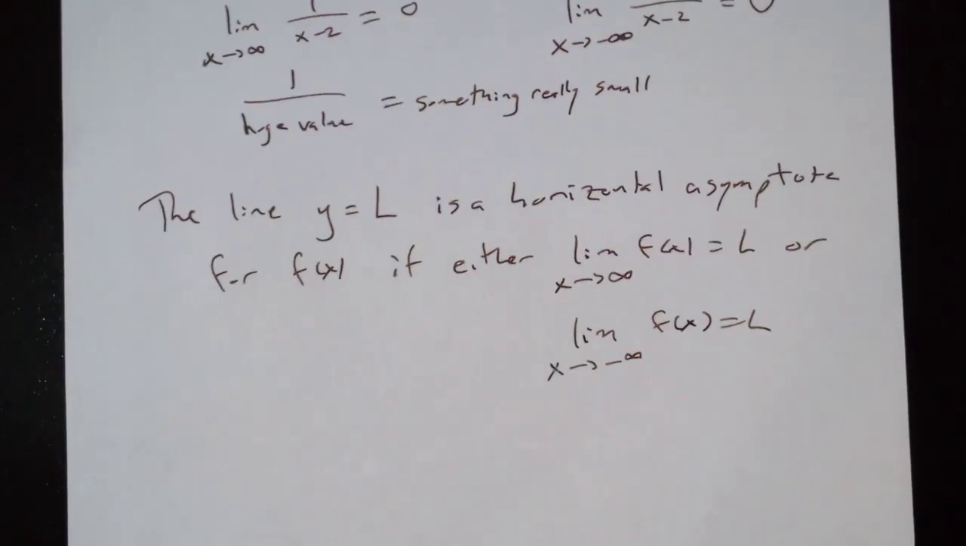A horizontal asymptote for the graph of f of x is a line y equals L, where either the limit as we go off to the right, x goes to positive infinity, of f of x is that number, or the limit as we go to the left, to negative infinity, of f of x is that number.